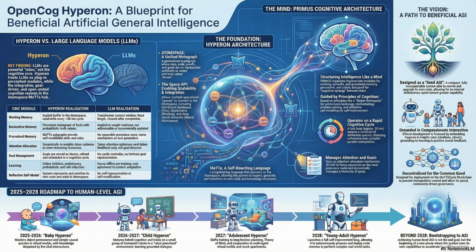Okay, let's zoom out to the long-term vision. Hyperon isn't just about getting to human-level intelligence. It's designed as a seed AGI. What does that mean, to be a seed? A seed AGI has two key traits. It's compact and fully introspectable.